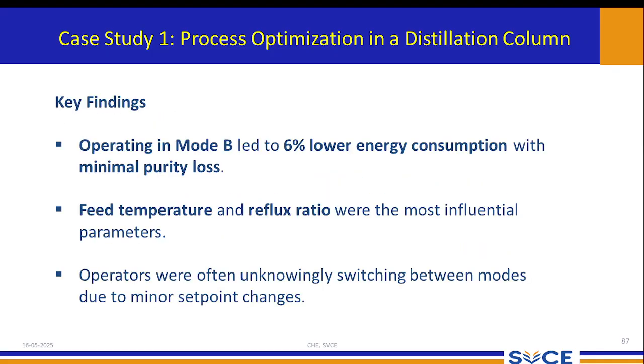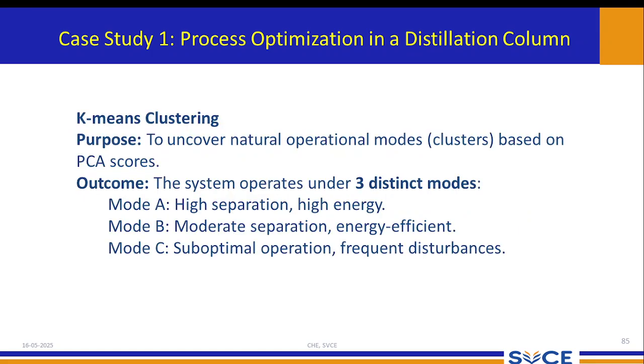So try to understand these key findings. When you try to optimize the process by using an algorithm like principal component analysis for the distillation column, the operation in mode B leads to 6% lower energy consumption. So what are the modes actually? Just see the modes. Mode A is high separation, high energy. Mode B is moderate separation, energy efficient. Mode C is suboptimal operation or frequent disturbances.